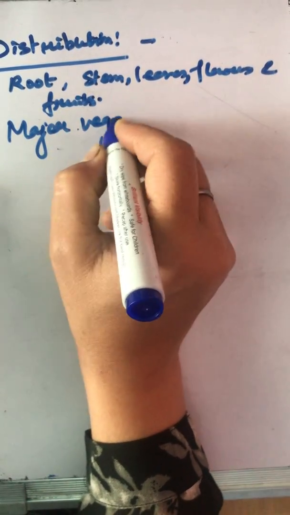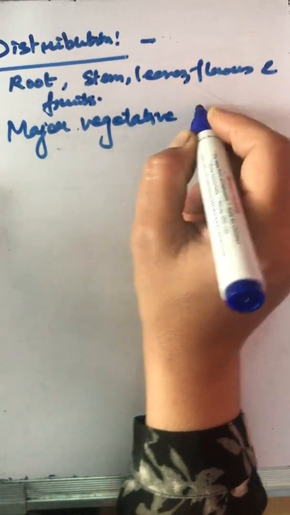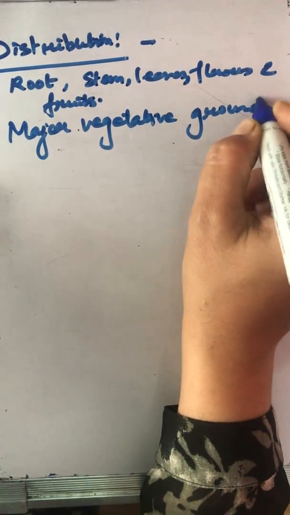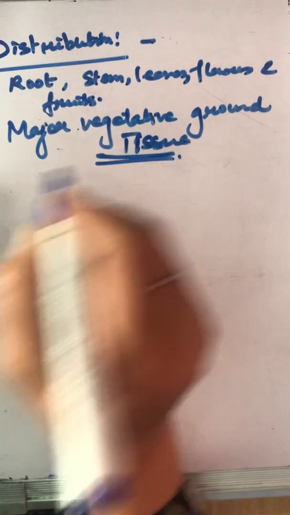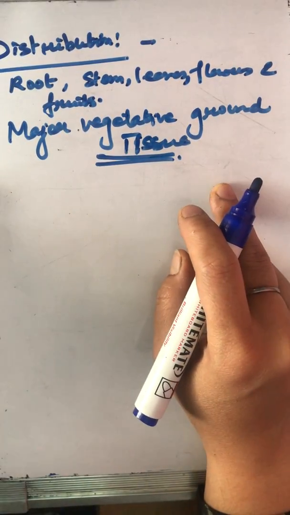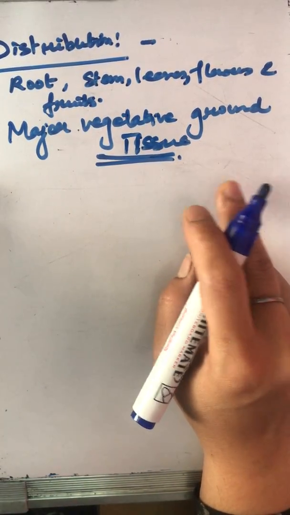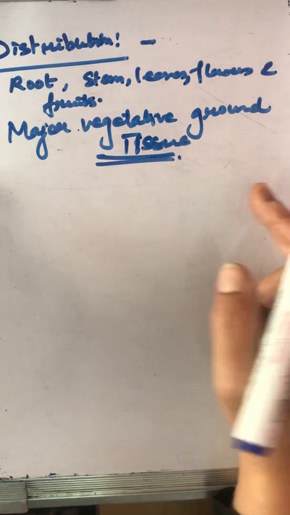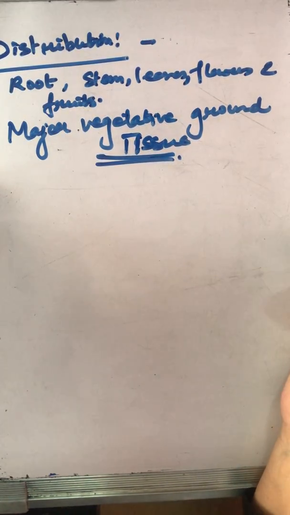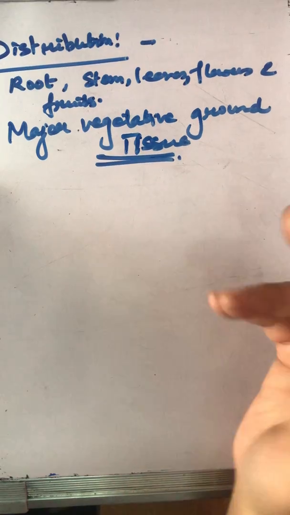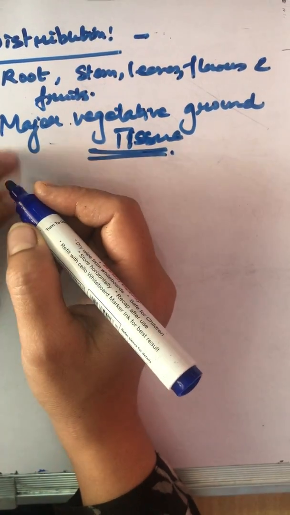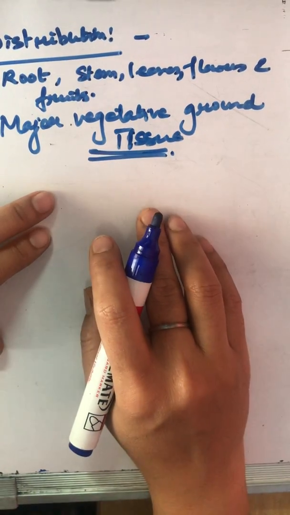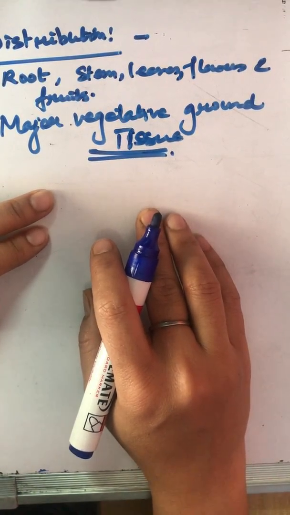It is the major vegetative ground tissue. It occurs in epidermis, in cortex, in pith, pericycle, mesophyll cells. It is found in xylem, it is found in phloem, everywhere mainly. When we talk about its types, we say this parenchyma has different roles to play.